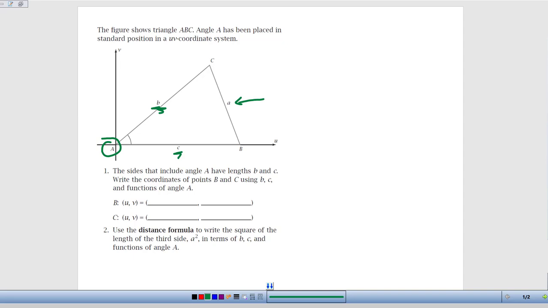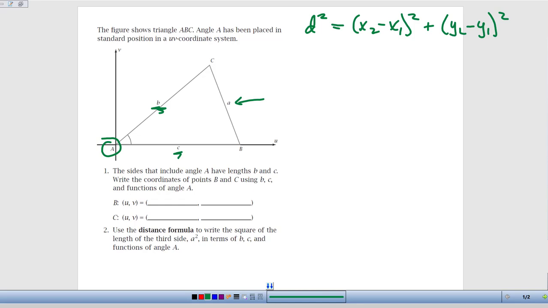For the distance formula, if you'll recall, it's d equals the square root of, or if we square both sides, d squared equals the difference between the x coordinates squared added to the difference between the y coordinates squared. Meaning if I know the coordinates of the 2 endpoints of this segment labeled A, then we can figure out its distance. So we want to express the coordinates of B and the coordinates of C in terms of those 3 given pieces of information.